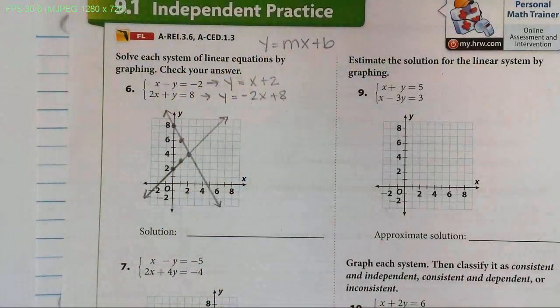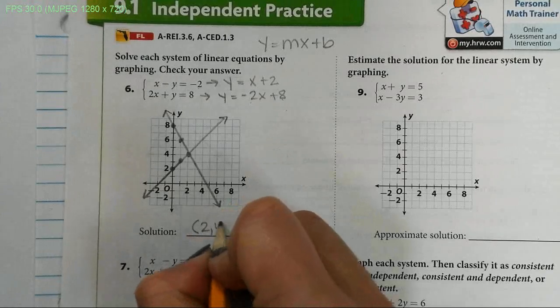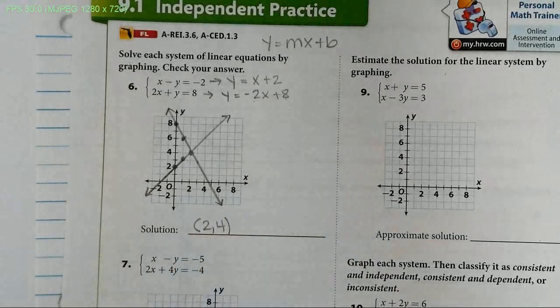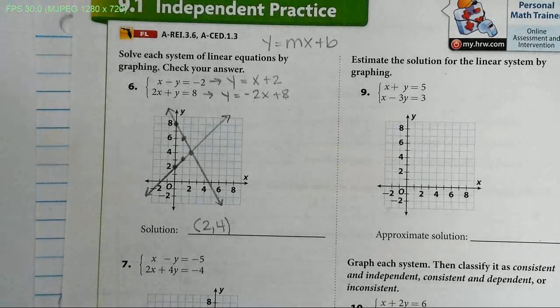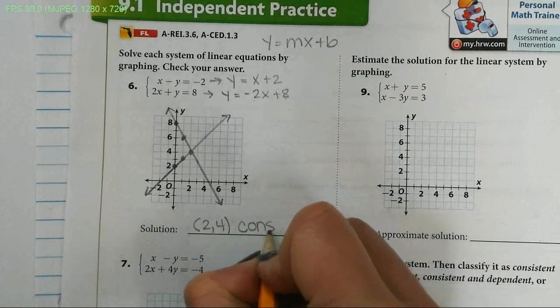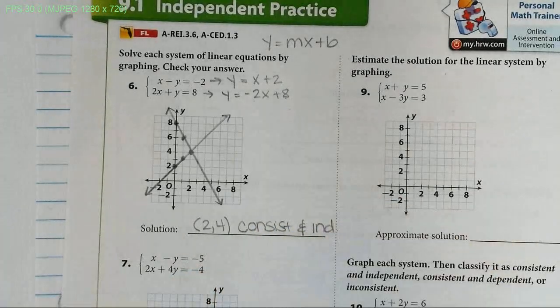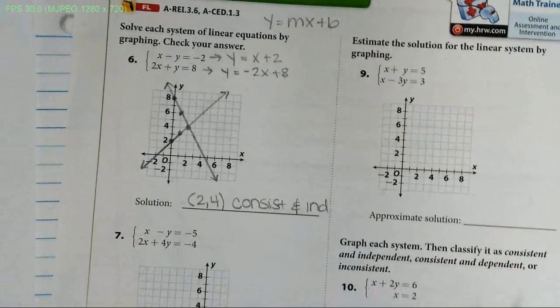My point looks like it is at (2, 4). So my solution is (2, 4). And just so that we can start getting into the habit of understanding the type of line that we have, this is consistent and independent. Now let's do number 7.